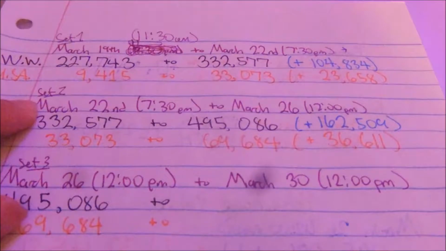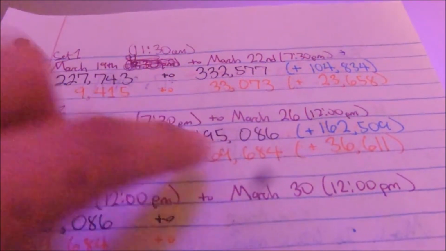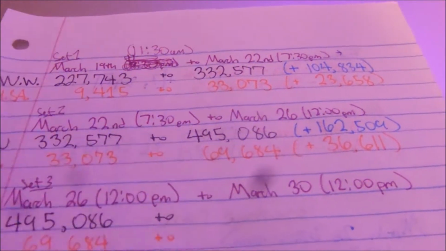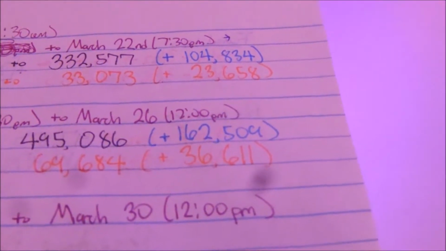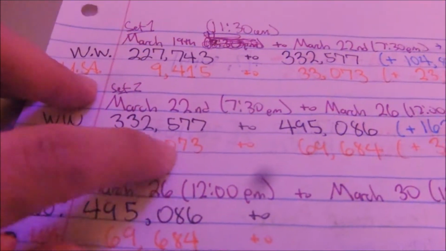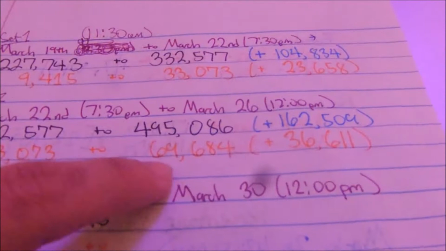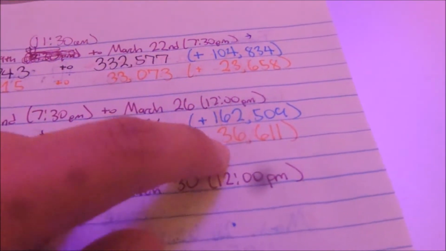But let's look at this set number 2. 332,577 to 495,086. That's a gain of 162,509 worldwide. And 33,073 in the US alone to 69,684, a gain of 36,611.